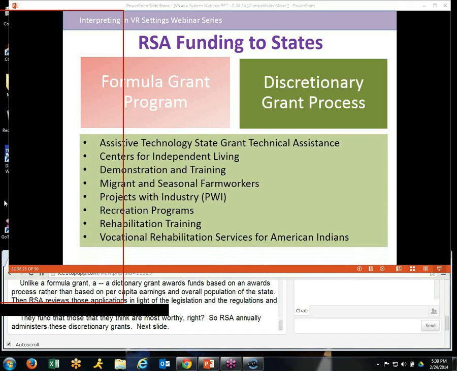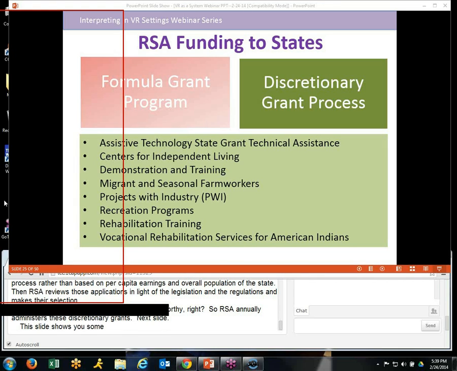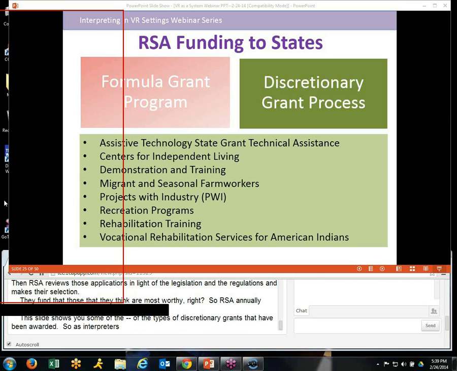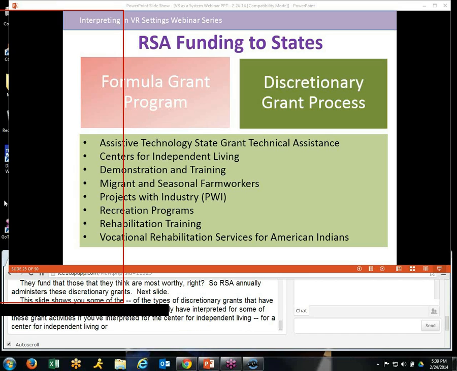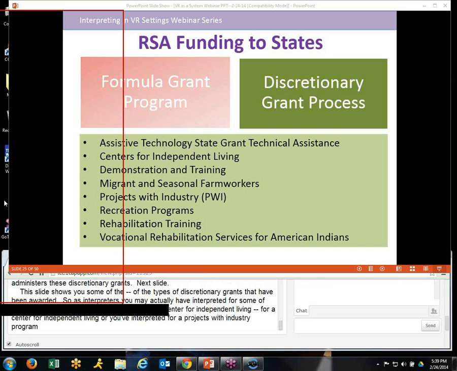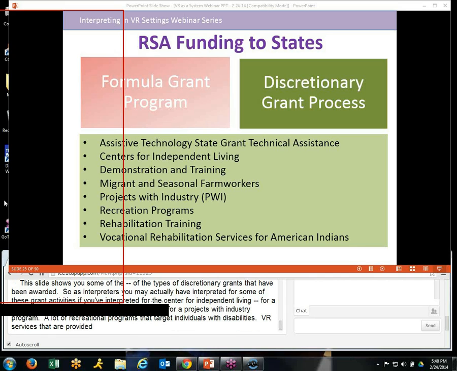And this slide shows you some of the types of discretionary grants that have been awarded. And so as interpreters, you may have actually interpreted for some of these grant activities. If you've interpreted for a Center for Independent Living, or you've interpreted for a Projects with Industry program, a lot of recreational programs that target individuals with disabilities. VR services that are provided to Native Americans, American Indians. These are just some examples.